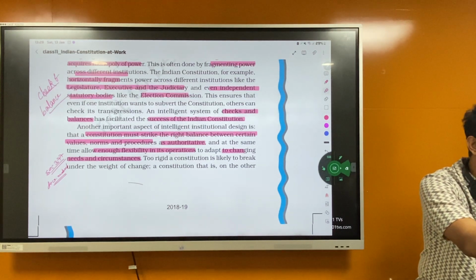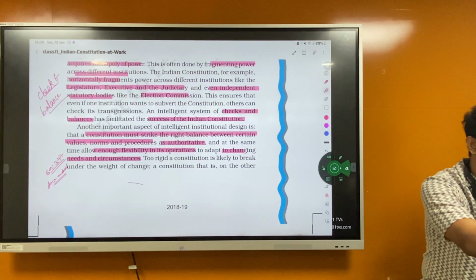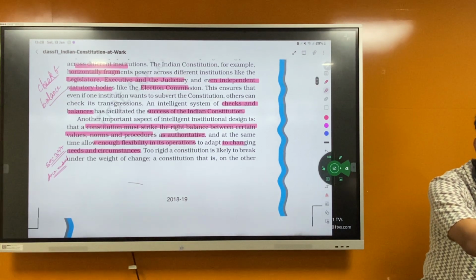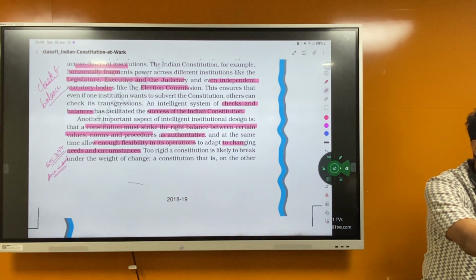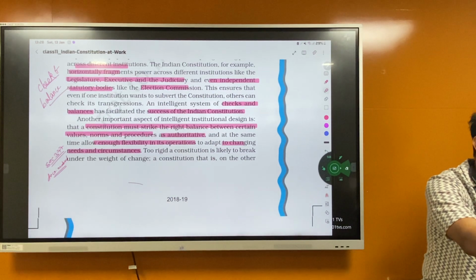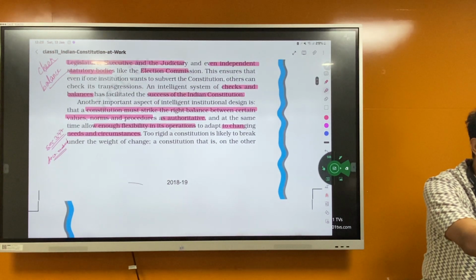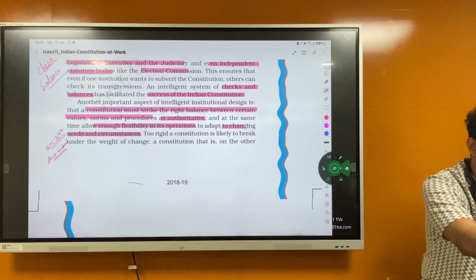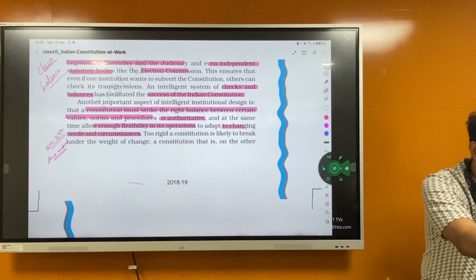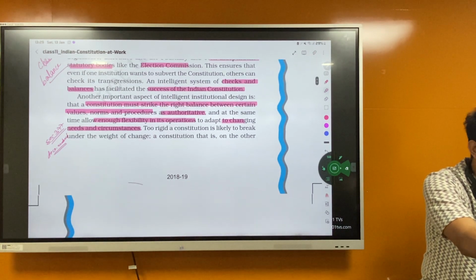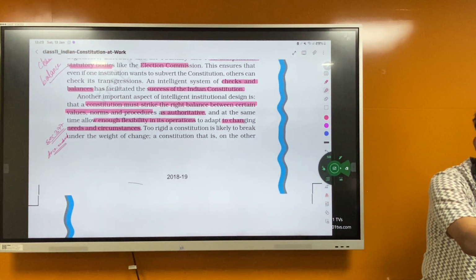An intelligent system of check and balance has facilitated the success of the Indian Constitution. This is why our Constitution is so successful. If somebody tries to subvert it, there's some other organ which will come and help it. Another important aspect of intelligent institutional design is that a constitution must strike the right balance between certain values, norms, and procedures as authoritative, and at the same time allow enough flexibility in its operation to adapt to the changing needs of the circumstances. Write this down.